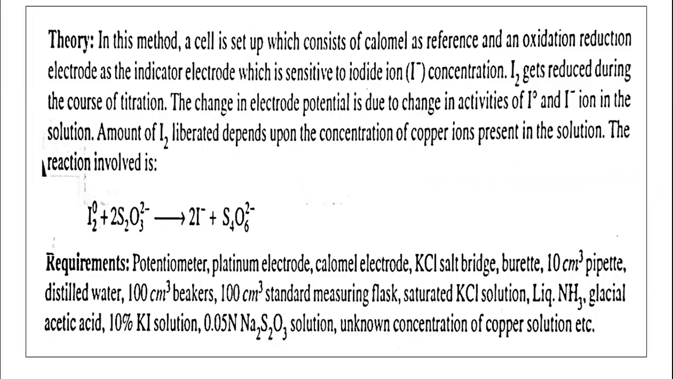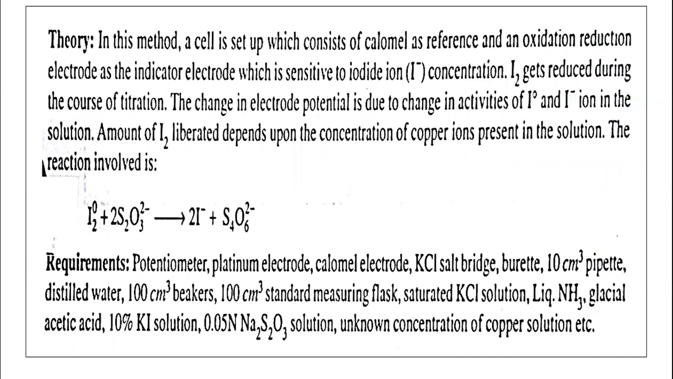Then we require, of course, a potentiometer, because it is a potentiometric titration. For the construction of the cell, we require a platinum electrode, a calomel electrode, and a KCl salt bridge. Then we require liquid ammonia, glacial acetic acid, and 10% KI solution. So a large number of solutions are required in this experiment.